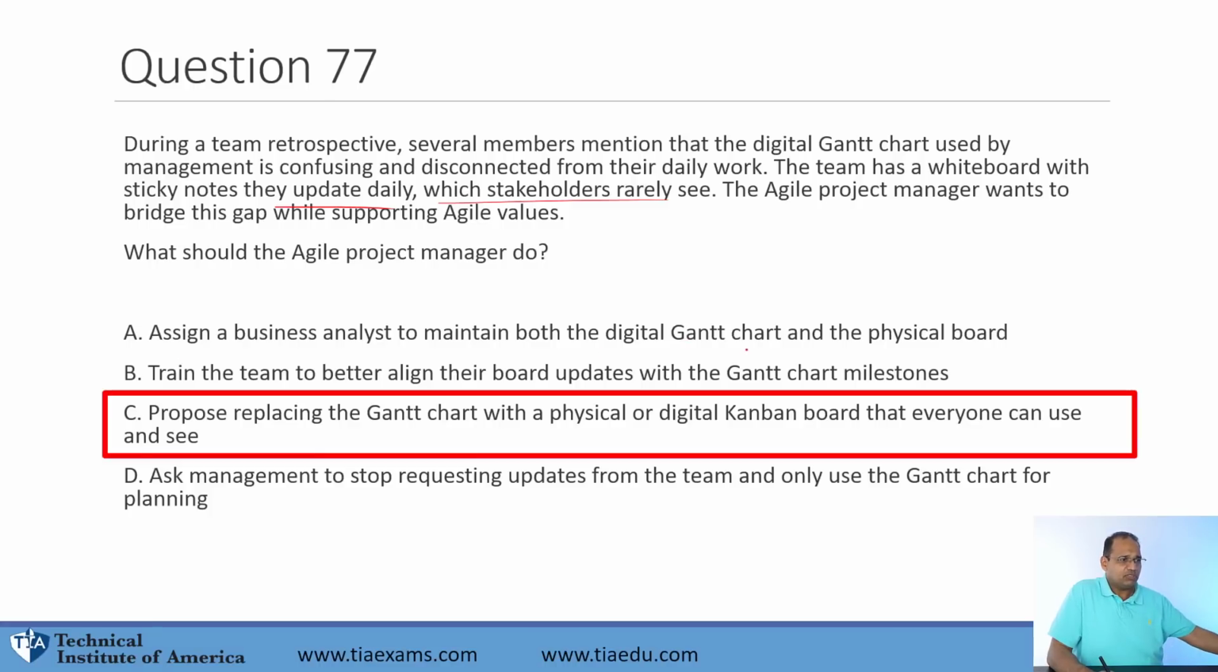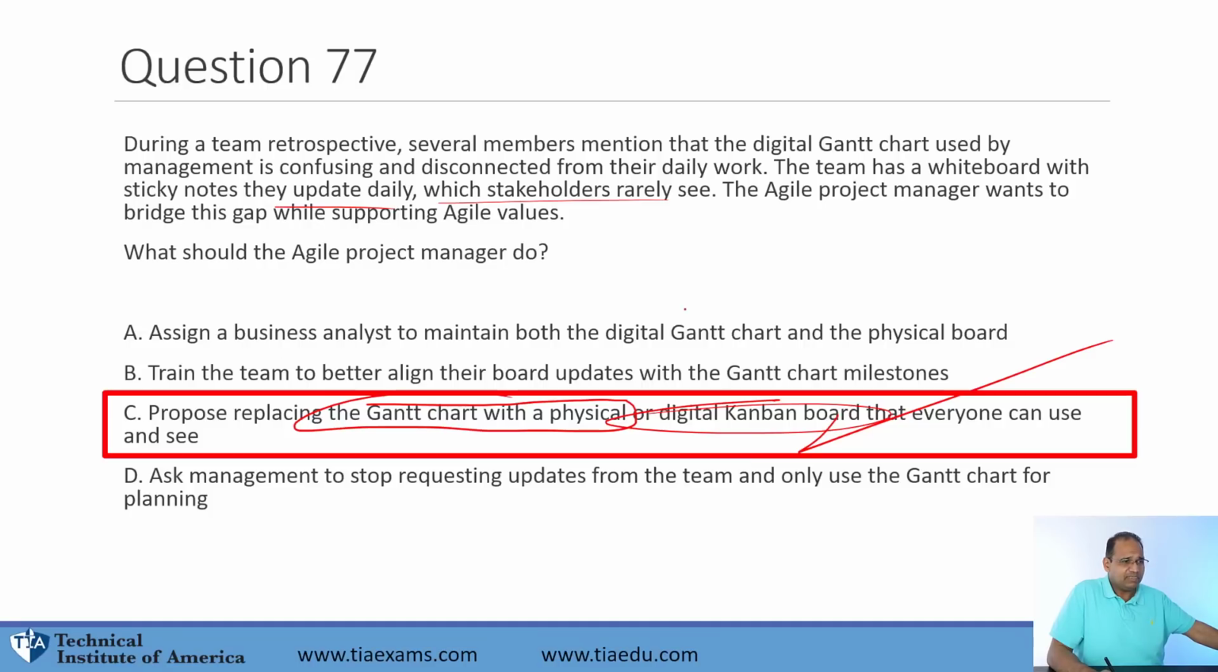Best answer here, so, replace the Gantt chart. We like this. You should have gotten this one. We like Kanban boards that are physical, even though this one says digital. This is the best thing we can do that everyone can use and see. You don't want to have two different things. If you start having two different boards and everybody's seeing different boards, that's when this disconnection happens.